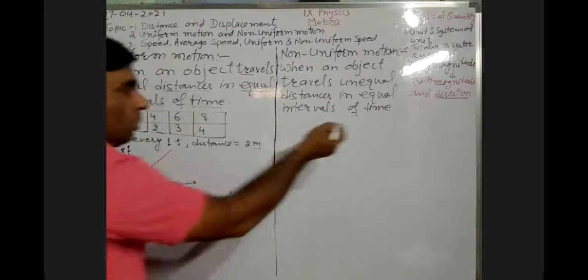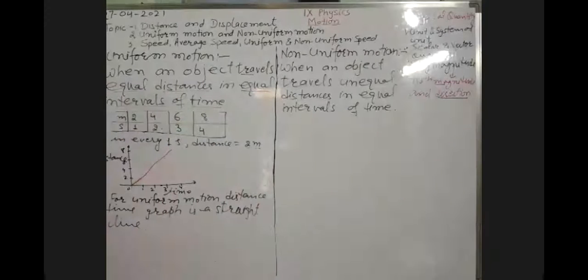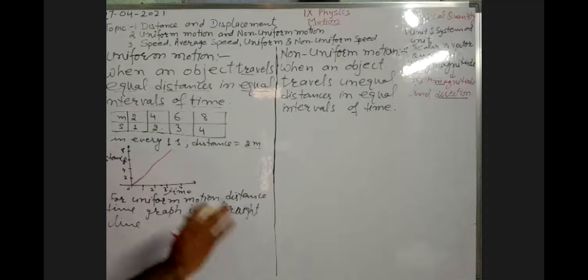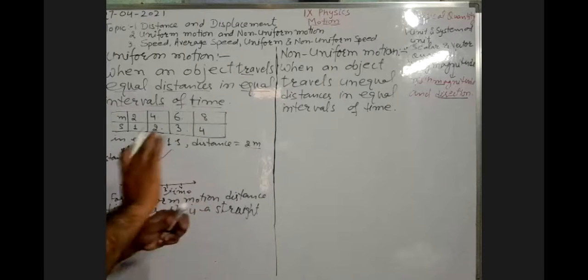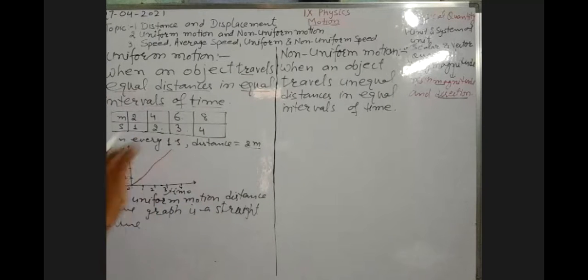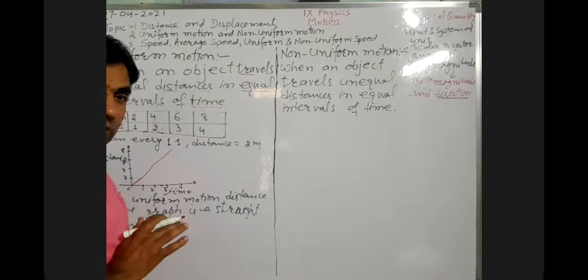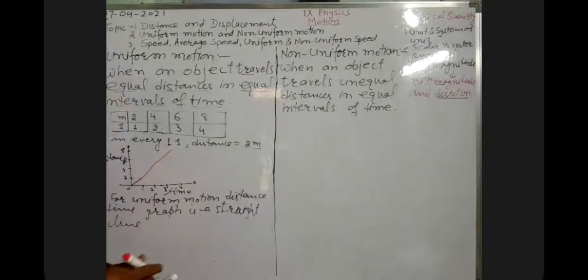And what about the shape of the graph? The shape of the graph can be of any type, but it will not be a straight line. It can be zigzag, it can be curved, but it will not be a straight line.